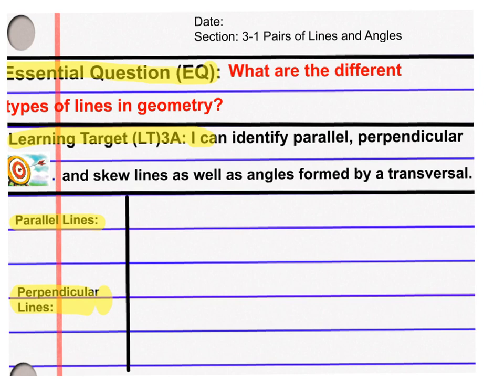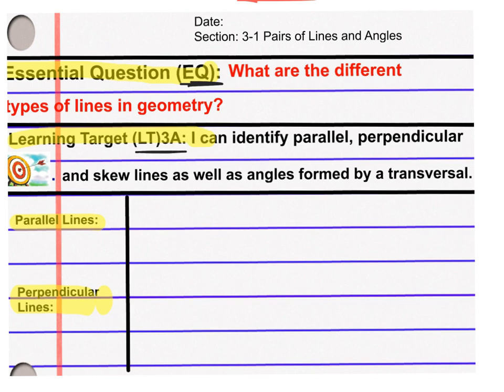Please make sure that you're putting the date and title in the top right of your paper. All right, 3.1, pairs of lines and angles. Then you're going to set up your lines for your Cornell notes, and you're going to write your EQ: What are the different types of lines in geometry?